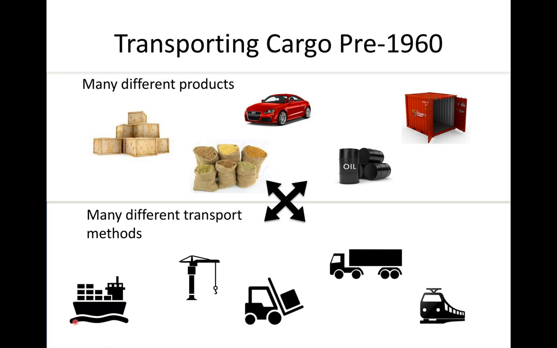And then you would transport these goods using a variety of different transportation methods, everything from ships to trucks to trains. And you might have to use a forklift to get product off of a truck onto another truck or onto a train. So it was a challenging process, and there were a lot of challenges in trying to figure out how do you get a product from one part of the world to another part of the world and move it across all of these different transportation methods.